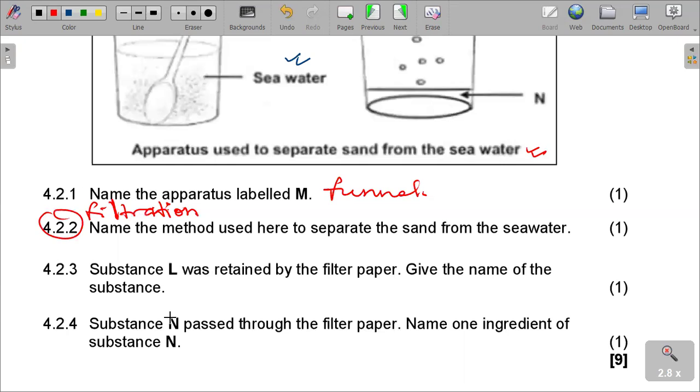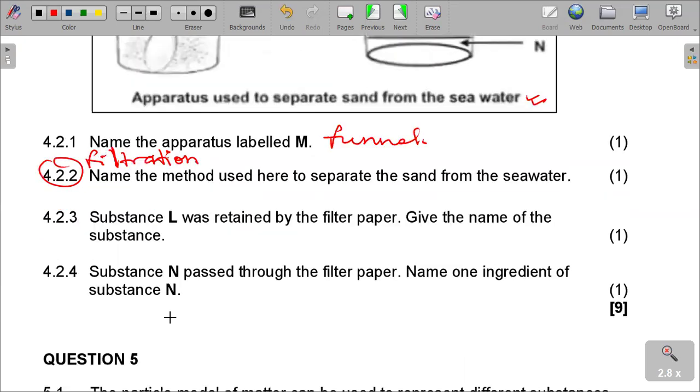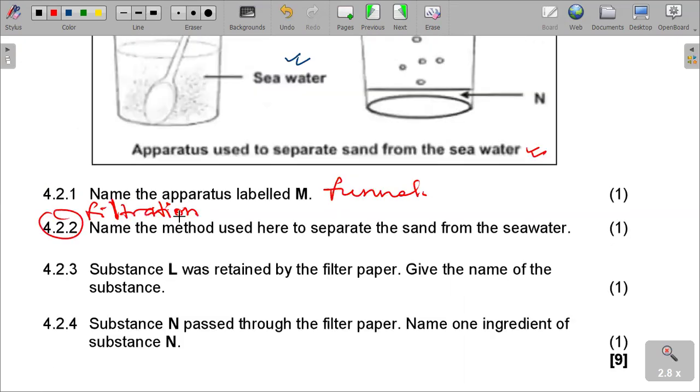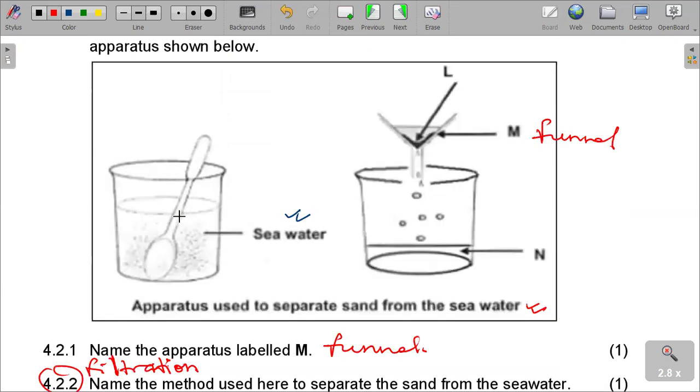And then substance L was retained by the filter paper. Give the name of the substance. Substance L was retained. What is L? That L which was retained is actually the filtrate.